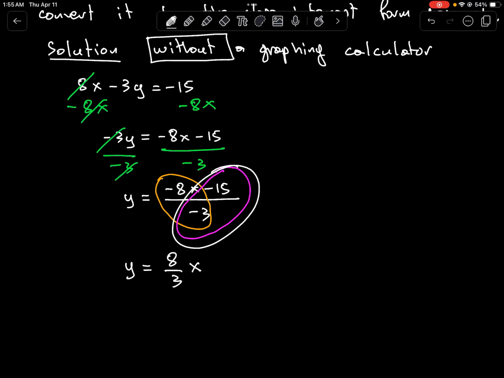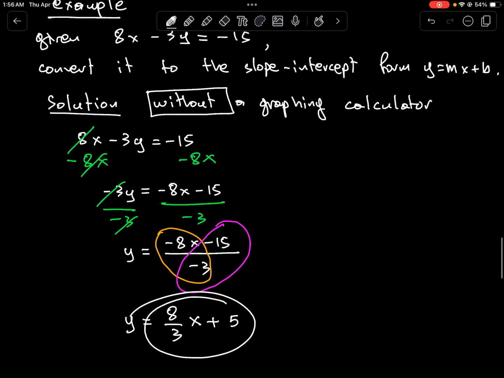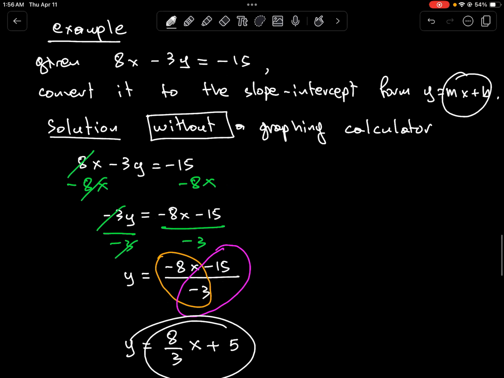Then I'll do the pink one. Negative over negative is positive. 15 over 3. I know it's 5, otherwise you would have to write it as 15 over 3 and divide by 3 to simplify. Here I know immediately that it is 5, so I don't have to write it first and simplify. 15 over 3 is 5. Let's compare what I got here on the right-hand side. I have 2 terms added, and that's what I'm looking for. This is the slope-intercept form.